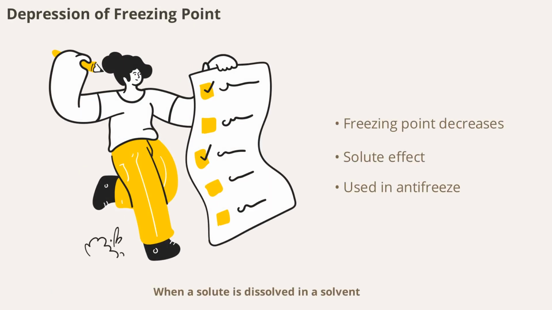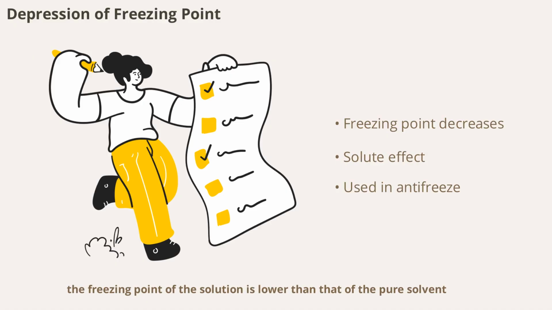When a solute is dissolved in a solvent, the freezing point of the solution is lower than that of the pure solvent. This is known as depression of freezing point. It's why salt is spread on icy roads in winter. It lowers the freezing point of water, preventing ice formation. This property is widely used in food preservation and antifreeze solutions.